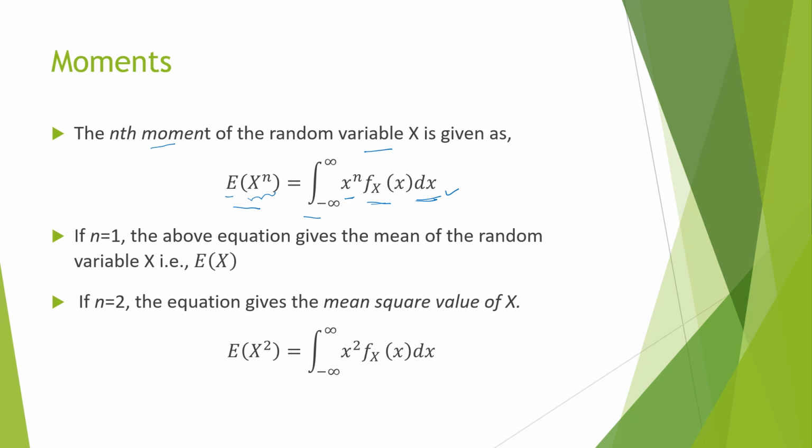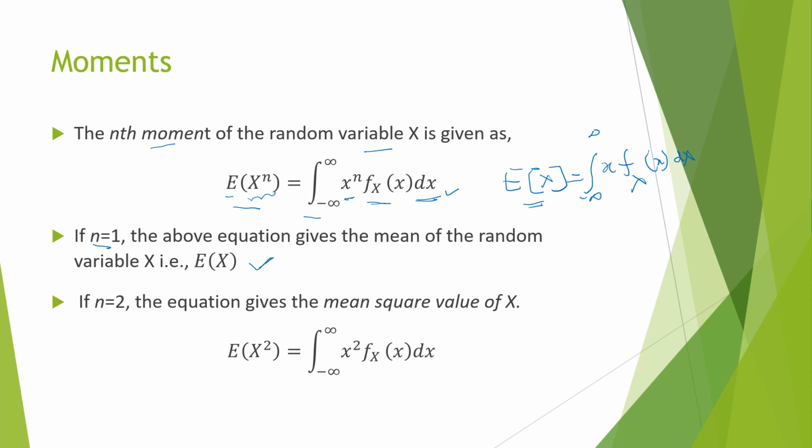Suppose if you keep n equal to 1, then this becomes integral of x fX(x) dx. That is, if I keep 1 in the place of n, then E[X] is equal to integral from minus infinity to infinity of x fX(x) dx. This is nothing but E[X]. So for n equal to 1, the first moment is reducing to the expected value itself. So n equal to 1 is the first moment of the random variable, that is the expected value.